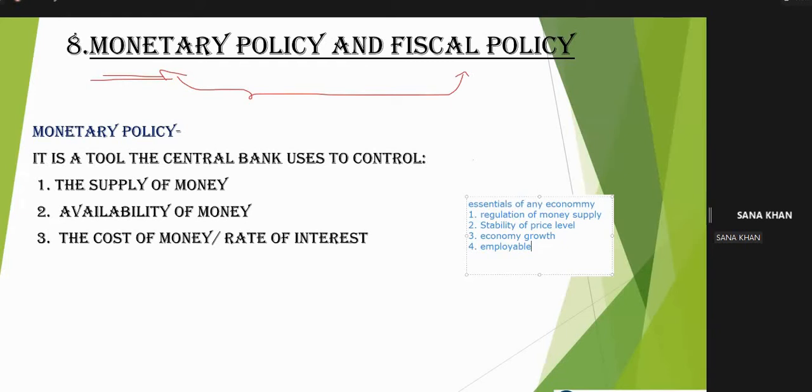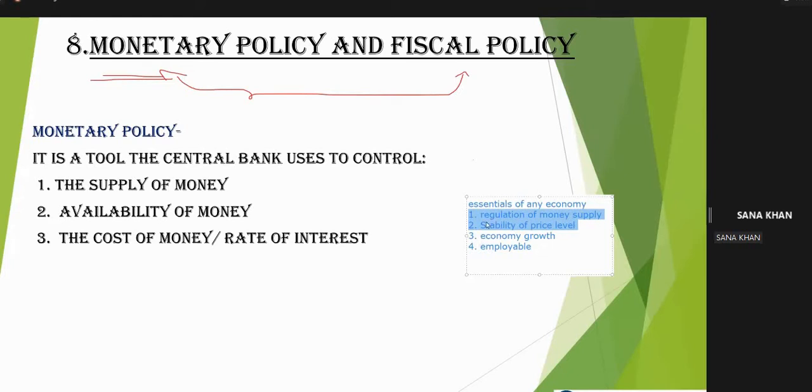Okay, so that is why Made in India came, then MSME programs came, Jan Dhan Yojana schemes and all have come. Okay, so all these are to regulate the economy with the help of employability. So you can see here, these first two are related to monetary policy. It will take care of regulation of money supply and stability of price level.